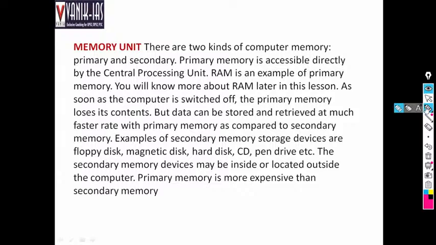Now, primary memory loses its contents when the computer is switched off. Remember, this is very important. Primary memory loses its contents when the computer is switched off. But data can be stored and retrieved at a faster rate with primary memory as compared to the secondary memory. For example, secondary memory storage devices are floppy disk, magnetic disk, hard disk, and pen drive.